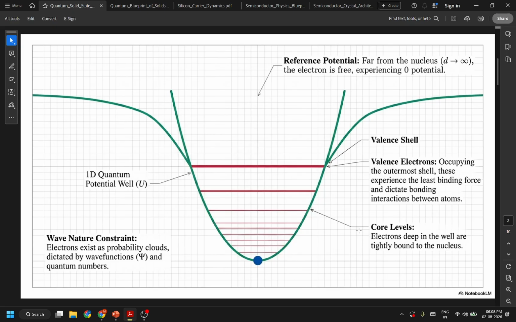So the states which are bound by this potential well are called valence shell, valence electrons. They occupy the outermost shell, they experience the least binding force and dictate bonding interaction between atoms. These are the electrons in the outermost shell, and they are the farthest from the nucleus. And the core levels are electrons which are deep in the well, and they are tightly bound to the nucleus.